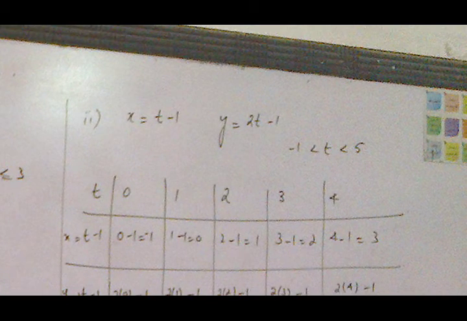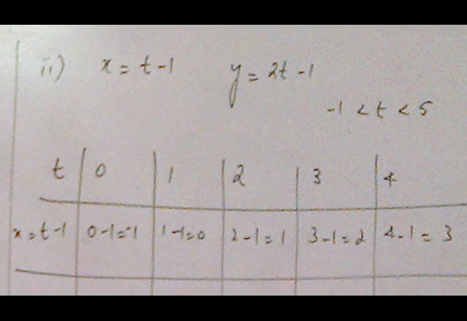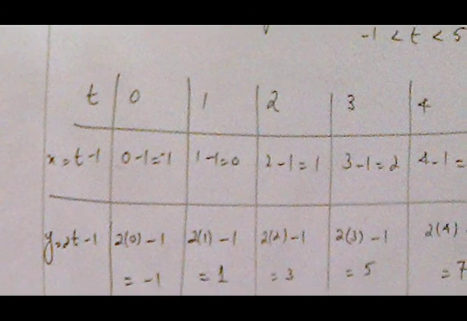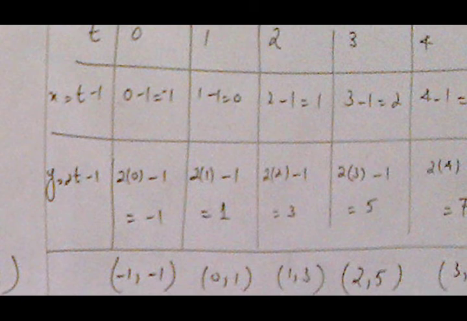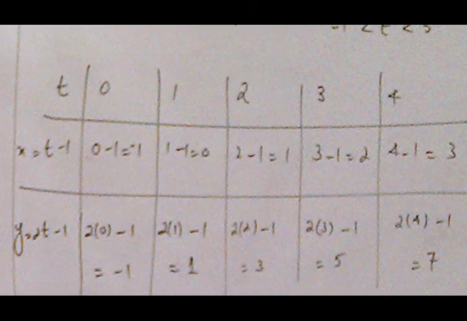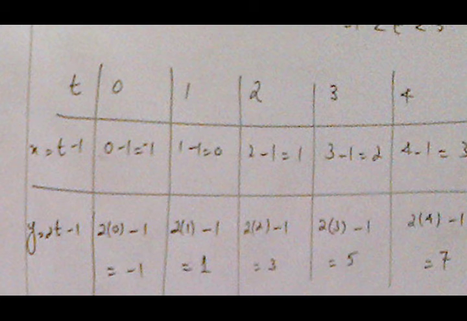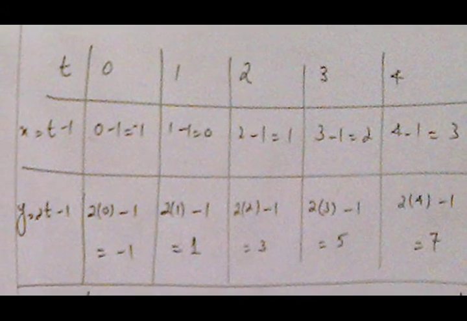Now in this question we have x equal to t minus 1 and y is equal to 2t minus 1, and the limit is minus 1 to 5. Minus 1 and 5 are not included. We have values between them, 0 to 4. We put these values in x equal to t minus 1. We put 0 in this value, it becomes 0 minus 1, minus 1. Then 1, 2, 3 and 4, all these values.